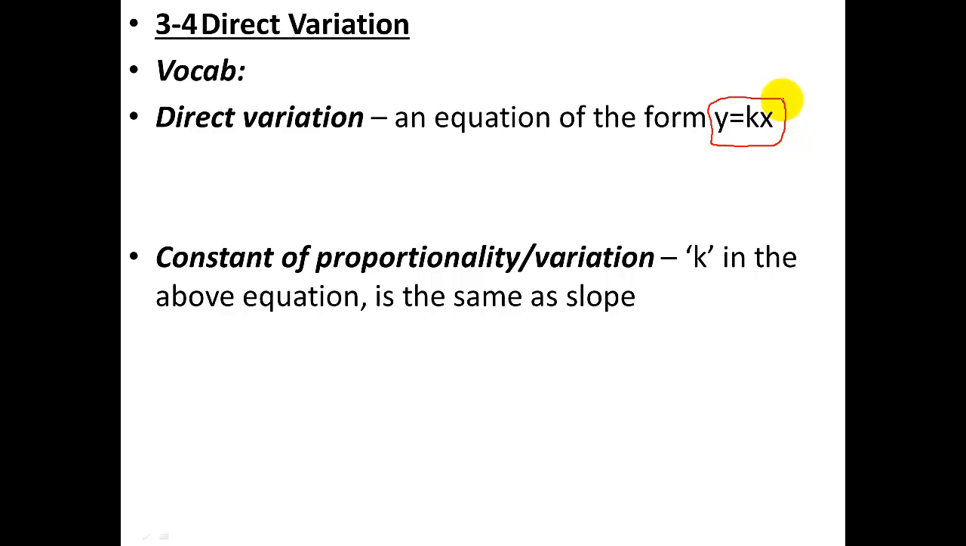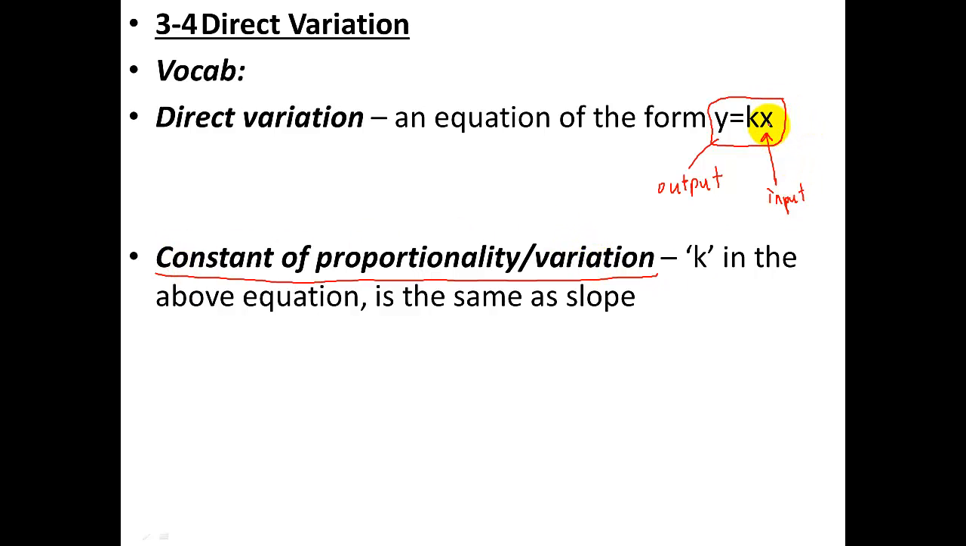So in here we have x is your input variable, as it always is, right? And y is your output variable, as it always is. And then k is defined right here. It's its own vocabulary word, actually. The k value in this equation is called the constant of proportionality, or the constant of variation.